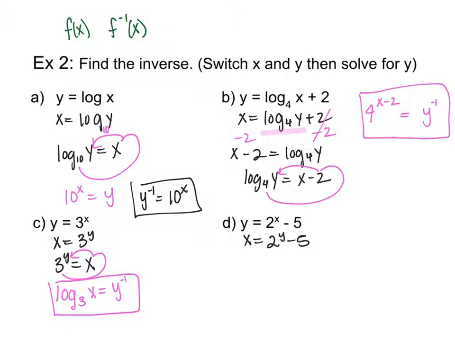So I've just switched them. And so when I look at this equation here, just like the logs, you want to get the exponent by itself before you try to switch it into a log. So notice that this exponent here is just the 2y, right? So I want to get the 2y by itself. So I'm going to add the 5 over. If I add the 5 over, the 5's cancel. So I just have x plus 5 equals 2y.